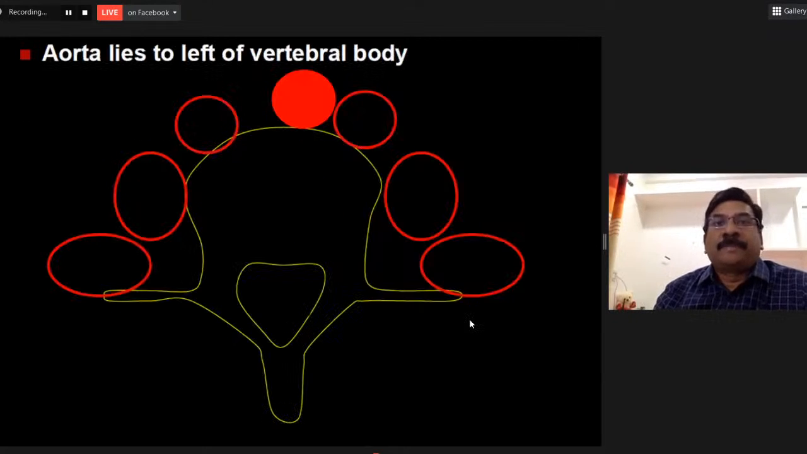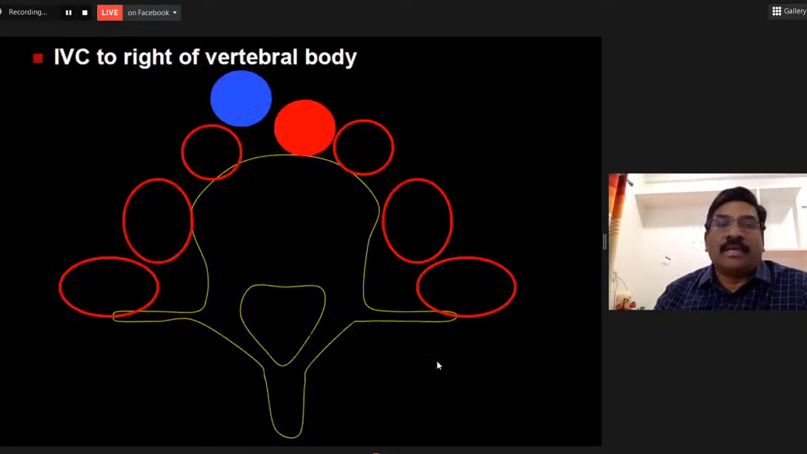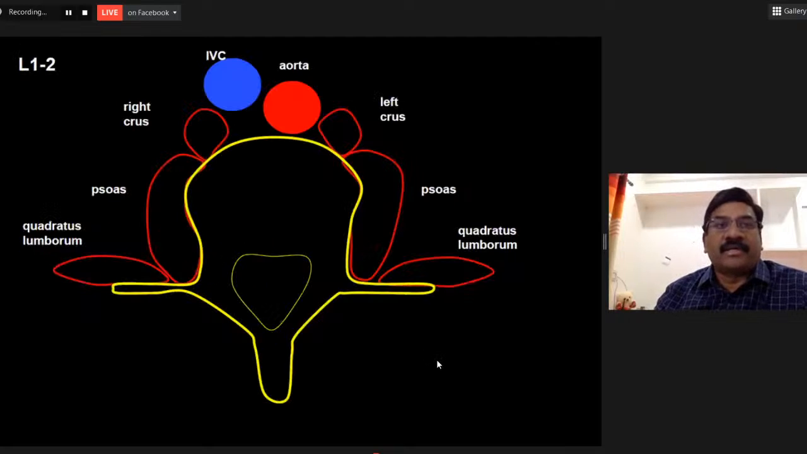And then the aorta is seen in front of the spine, and it bifurcates at the lower border of L2 into two common iliac arteries. And the inferior vena cava is seen on the right side of the aorta. The inferior vena cava is formed at L5 via two common iliac veins, and it may be displaced by the right crus.